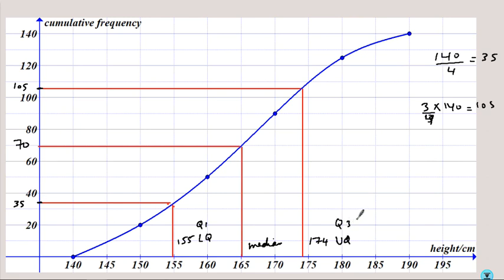Now, what does this tell us? It tells us that 25% of the people are taller than 174. It tells us that 25% of the people are shorter than 155. It also tells us that 25% of the club members have a height between 155 and 165, and that 25% have a height between 165 and 174 centimeters.